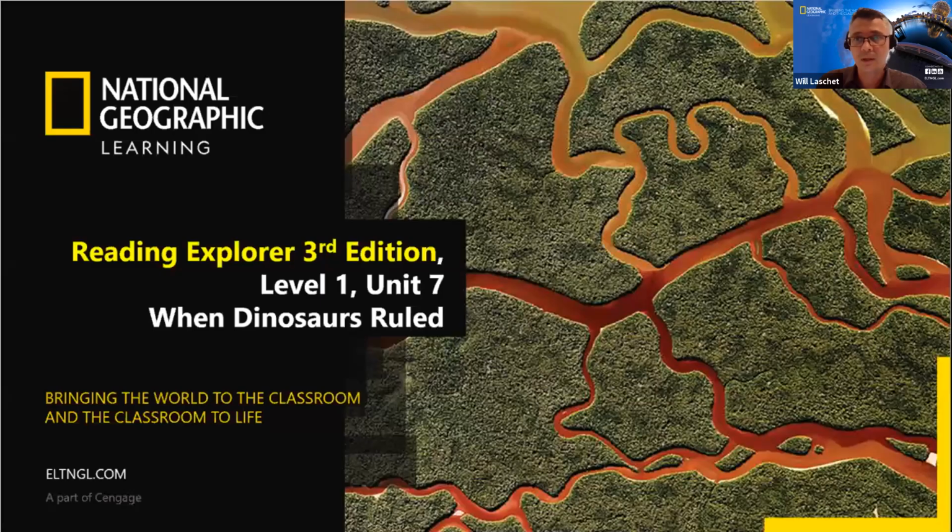Okay. So today's lesson, as I said, is from our academic reading program. It's called Reading Explorer, which is in the 3rd edition. I'm going to be using Unit 7 from Level 1. And Level 1 is for students who are at an A2 level on the CEFR, which means that it's for roughly pre-intermediate level students. So I'm not going to say it's for 12-year-old students or 15-year-old students. That's not how this program is designed. It's designed by English level. So, A2 level.